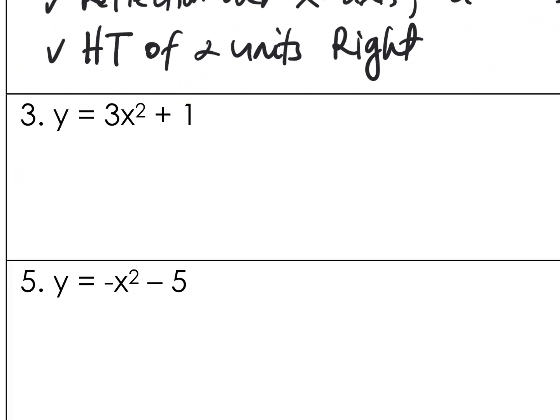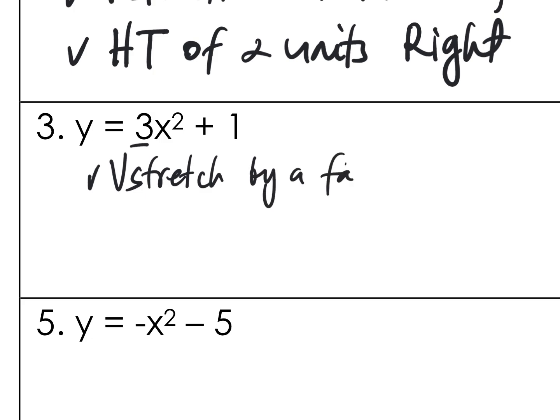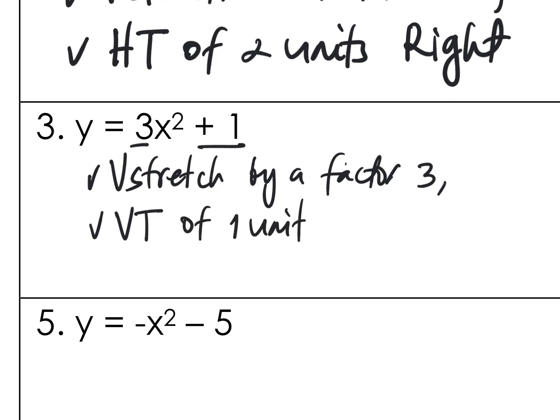Okay, let's go for number 3. Number 3 is y is equal to 3x squared plus 1. So I can see a vertical stretch by a factor of 3 in here. And this is plus 1, so it's going to go up. A vertical translation of 1 unit up.